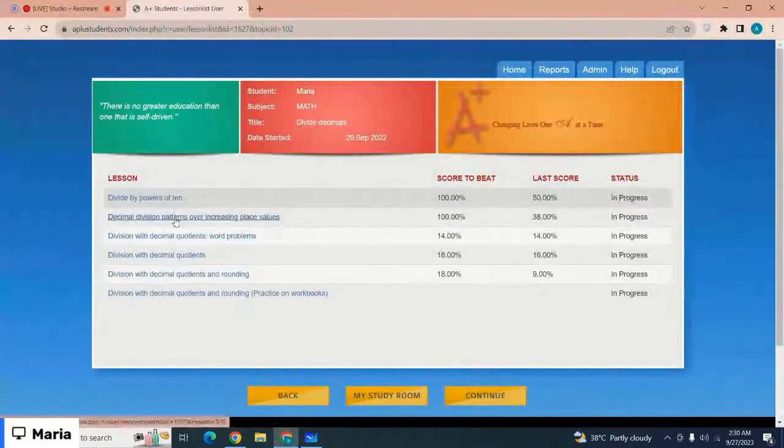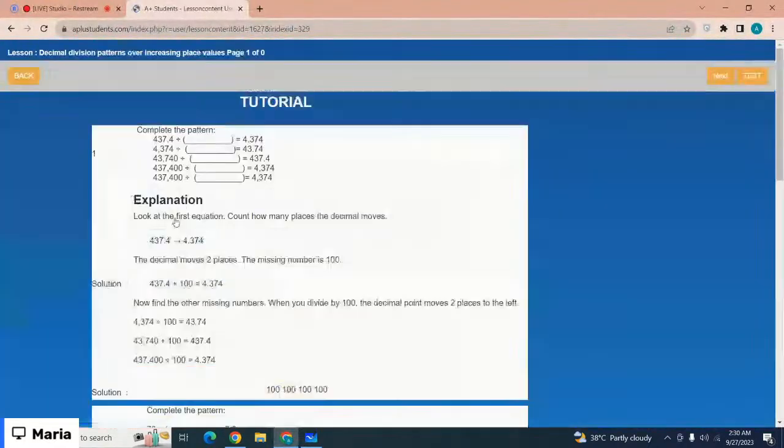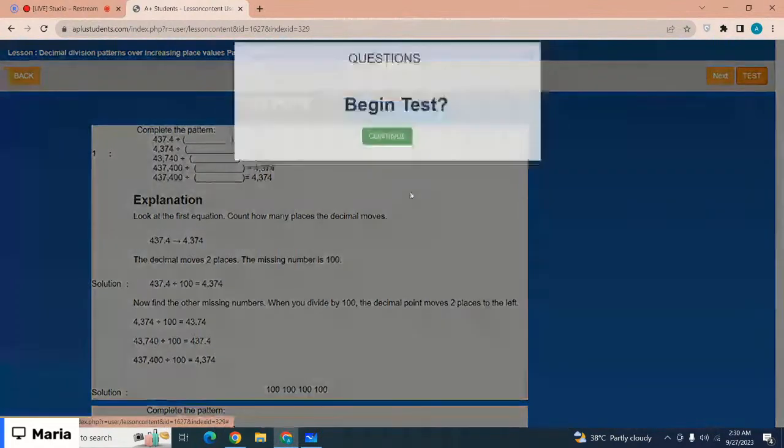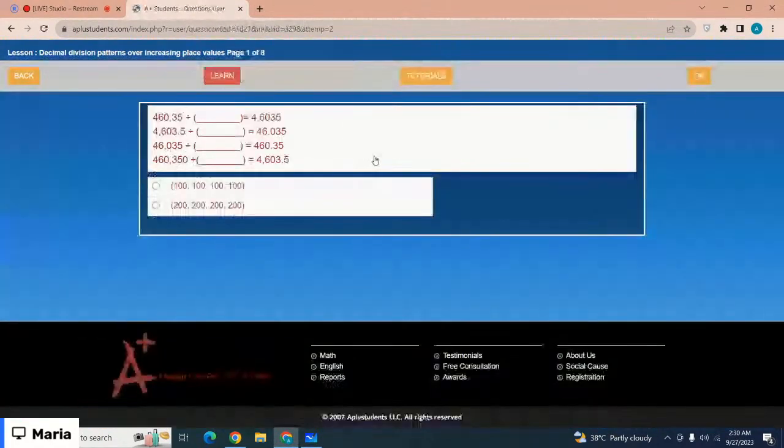Okay, the next lesson is decimal division patterns over increasing place values. 460.35 divided by what number equals 4.606035? Basically, you just have to notice the movement of the decimal point and you can see which number they are dividing by.